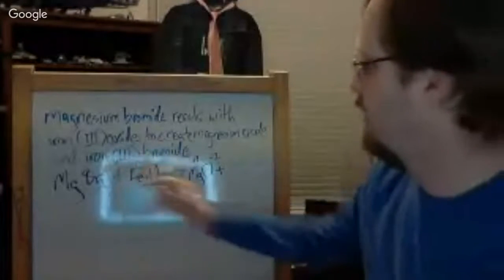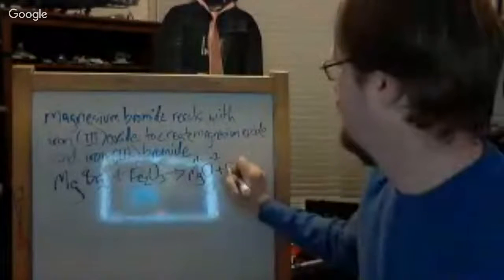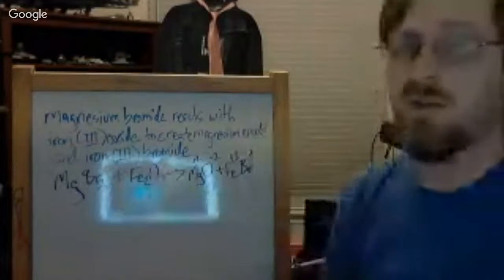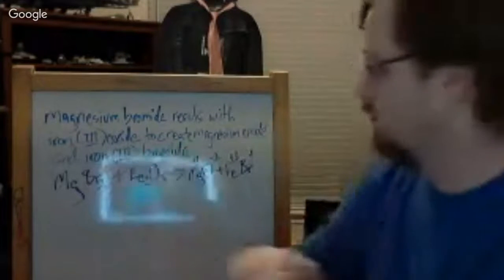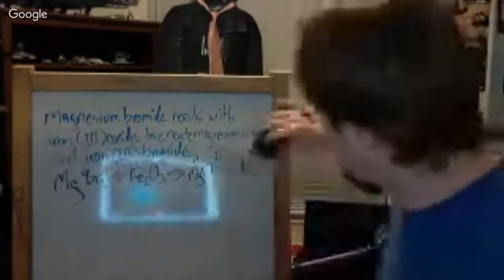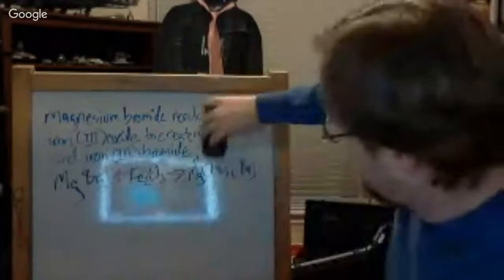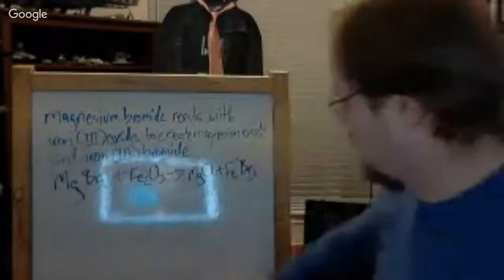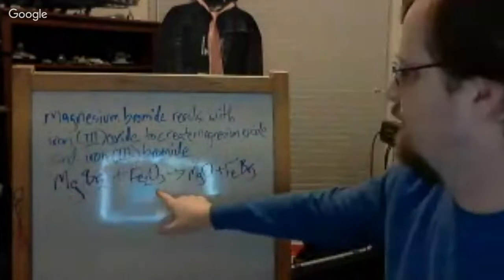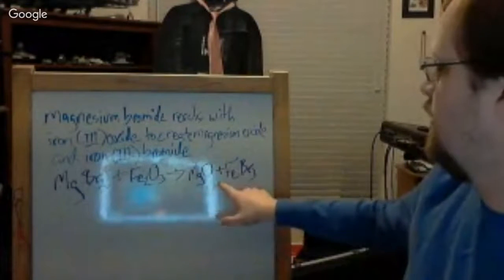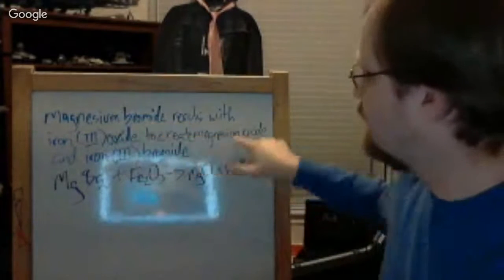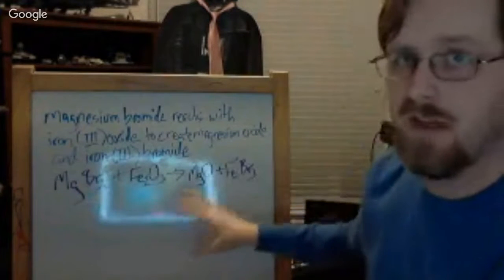Iron 3 bromide, so iron has a charge of +3. Bromine is Br with a charge of -1. Those numbers are not the same, so we're going to switch them. We get FeBr3, like so. Once again, I'm going to erase the charges to make it cleaner. So we've got MgBr2 plus Fe2O3 yields MgO plus FeBr3. That's basically taking all of these names and writing out the formulas. So that's the first part of it.